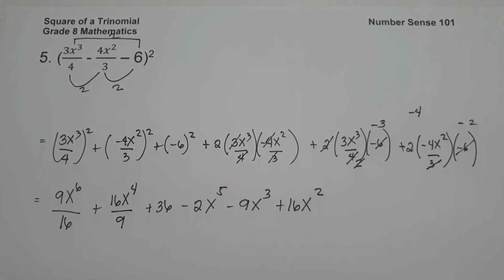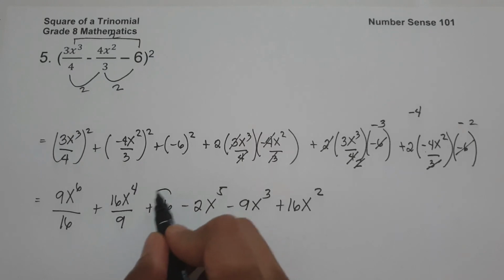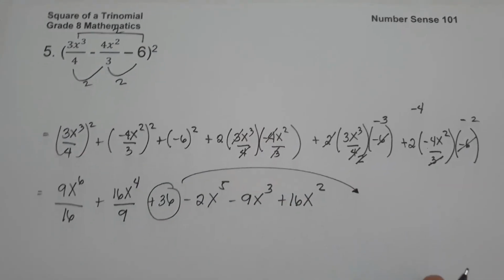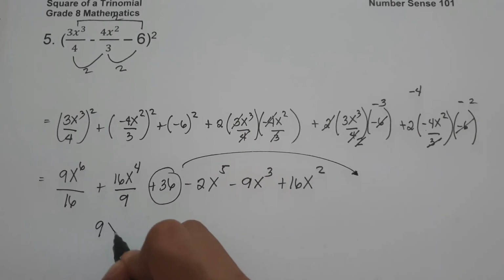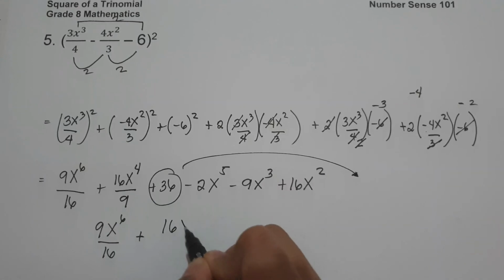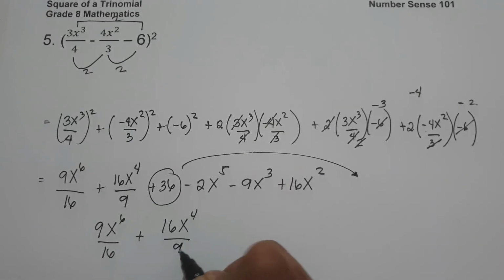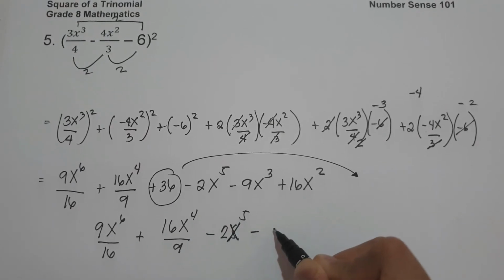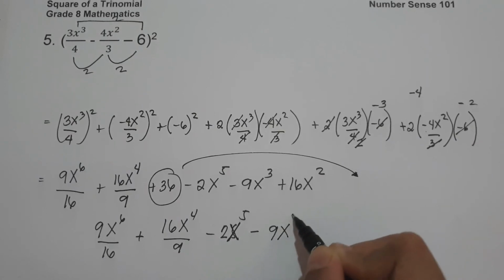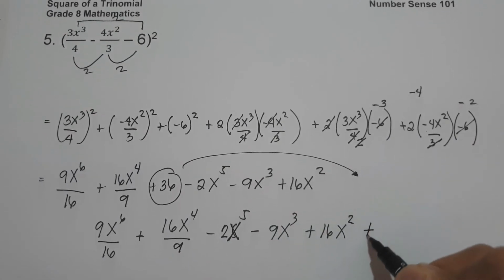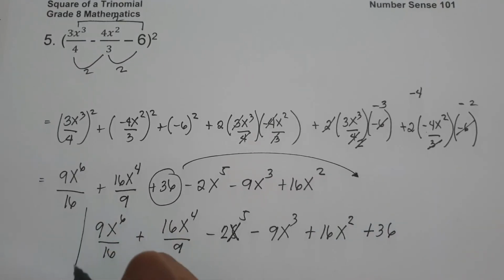And to write our final answer, we are going to write this one on the last term. So this will be 9x raised to 6 over 16 plus 16x raised to 4 over 9 minus 2x raised to 5 minus 9x cubed plus 16x squared plus 36. And this will be our answer.